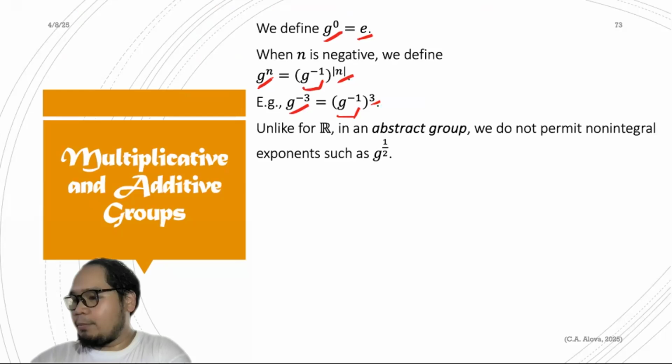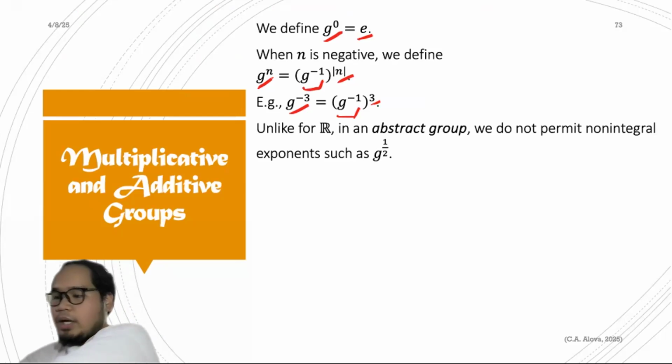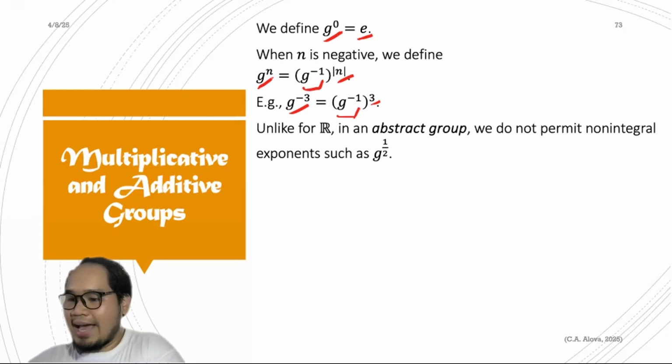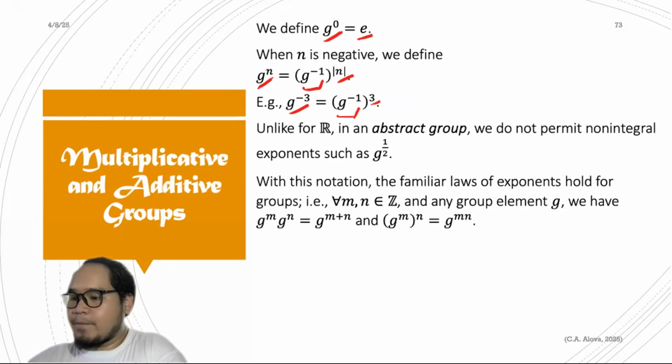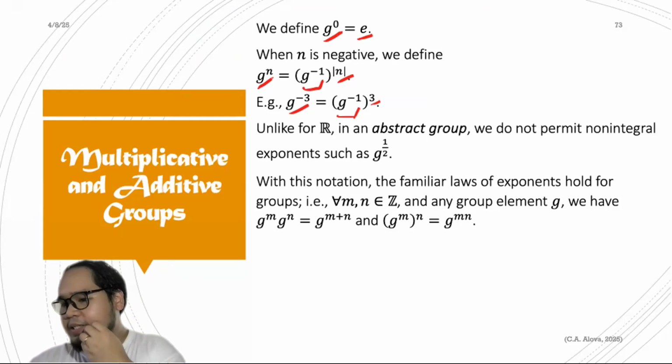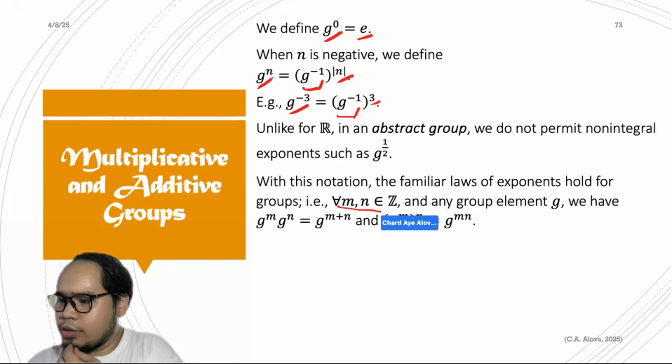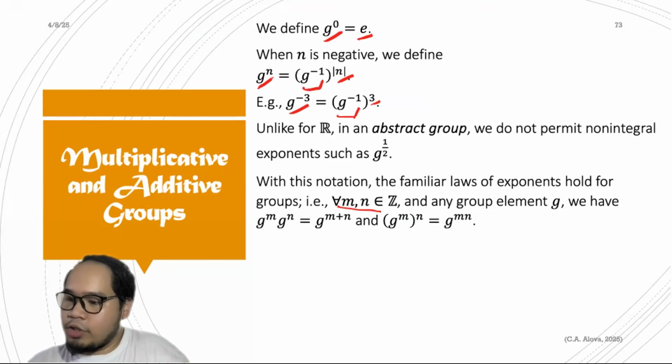Unlike in the real numbers, in abstract groups we do not permit non-integral exponents like g raised to half. And with this notation, the familiar laws of exponents will hold. This is the law of product and the power of a power. For all m and n in the integers and any element g in a group, g raised to m times g raised to n is equal to g raised to m plus n, adding the exponents.